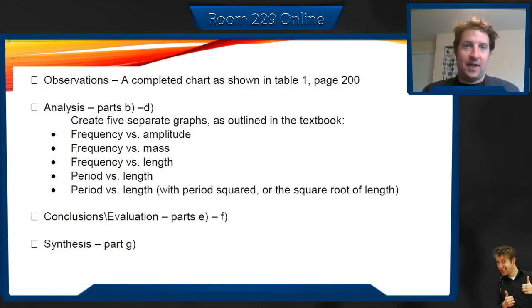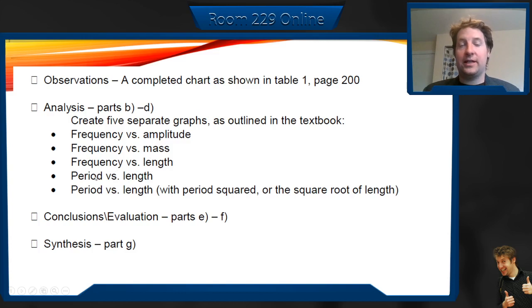And then what I want you to do is make 5 graphs. So you're going to make a graph using Excel, of course. You can make a graph relating frequency and amplitude. Now frequency is going to be the dependent variable, so that'll go on the y-axis. Your amplitude will go on the x-axis. Frequency and mass, again, y versus x. Frequency and length, the frequency on the y-axis, length on the x-axis.